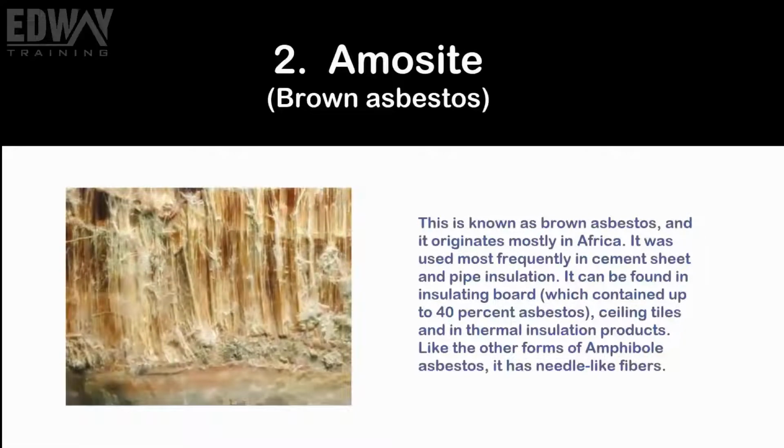Amosite. This is known as brown asbestos and it originates mostly in Africa. It was used most frequently in cement sheet and pipe installation. It can be found in insulating board, which contains up to 40% asbestos, ceiling tiles and in thermal insulation products. Like the other forms of amphibole asbestos, it has needle-like fibres.